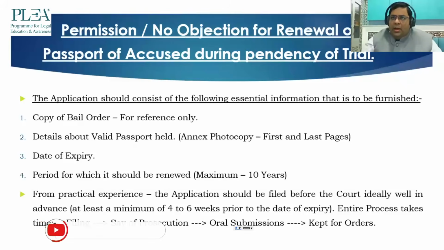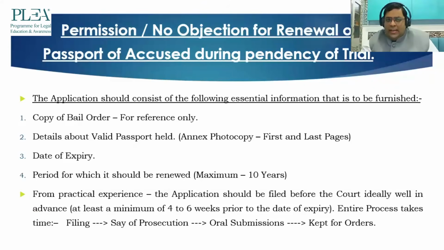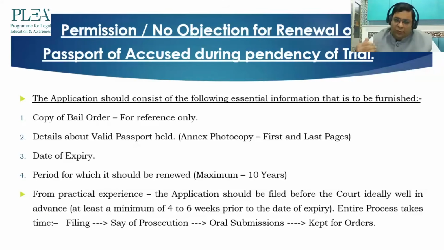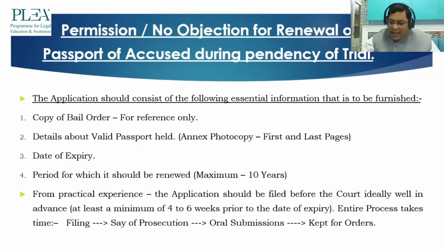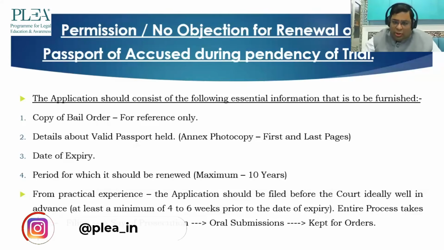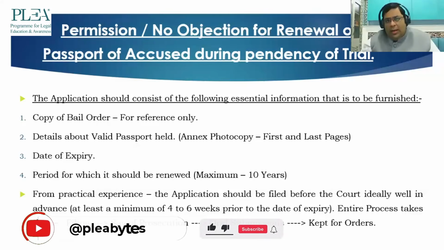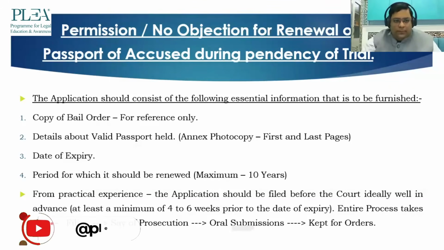However, there are contrary judgments available of the High Courts and the Supreme Court on this aspect. From the practical point of view, my suggestion is that when the accused desires to apply for renewal, he should ideally do it at least 4 to 6 weeks prior to the expiry period, because the entire process takes a lot of time: filing, the say of the prosecution, oral submissions to be made, then it is kept for order. So it takes quite a number of days for this to happen. So it is not an application which is allowed at the instant. It takes 1 or 2 dates or 3 dates at the bare minimum.